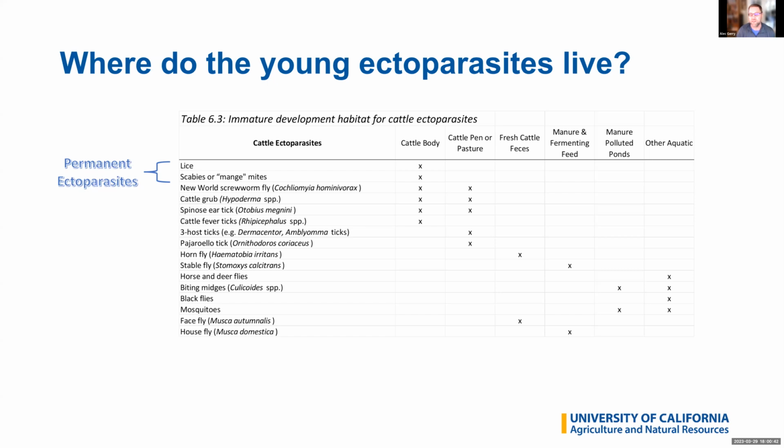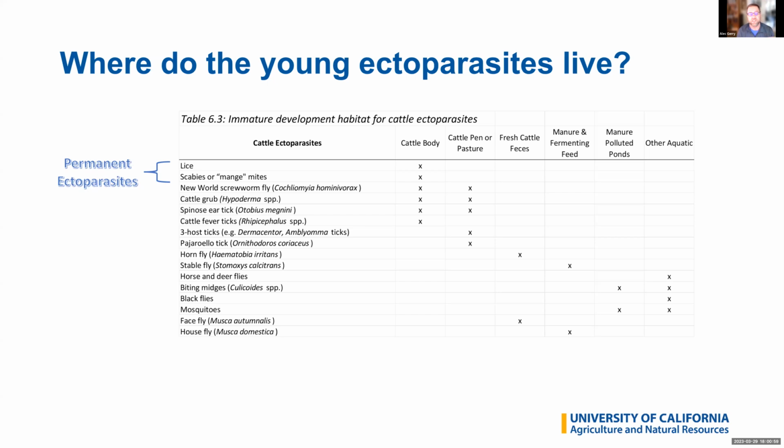And one of the reasons for that is by the time they get to the adult stage of whatever the ectoparasite is, they're perhaps already impacting cattle, already causing damage or economic injury. So we want to usually try to control them when they're still young before they become adult parasites.